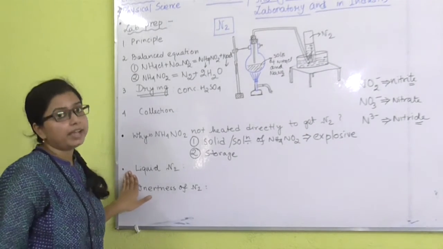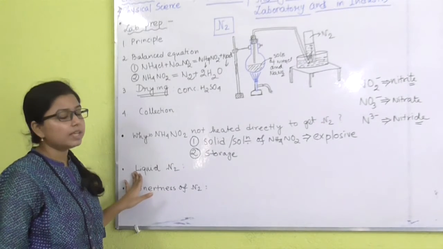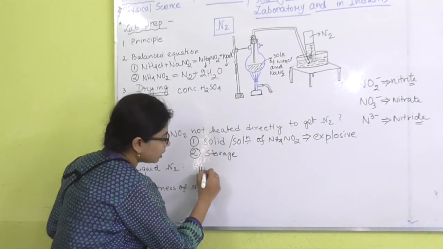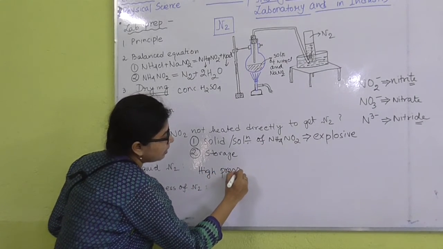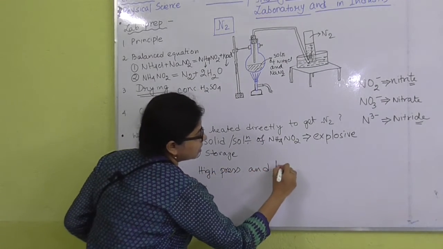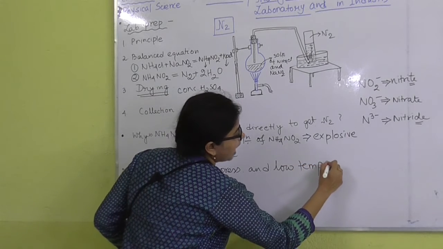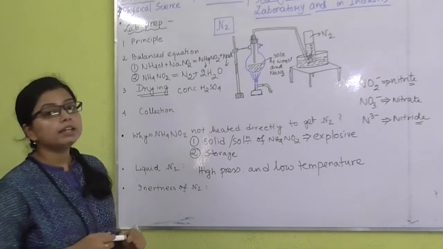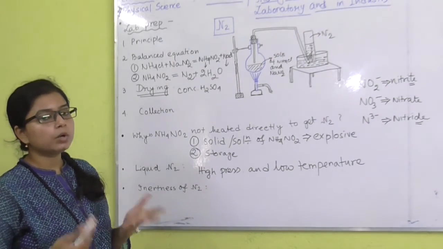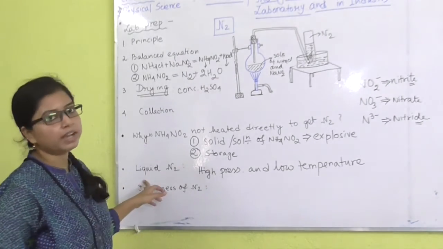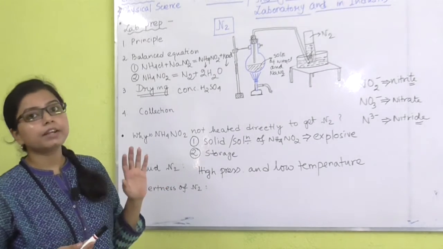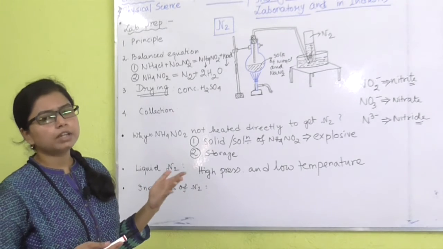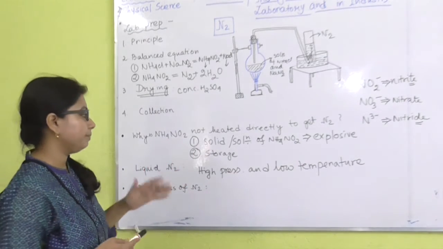Next thing is liquid nitrogen. This is very common to us. We can produce liquid nitrogen by applying high pressure and low temperature. Applying high pressure in a low temperature medium, we can liquefy nitrogen gas, and the ultimate product is known as liquid nitrogen. It acts as a refrigerant. We use liquid nitrogen to store different kinds of things for a long time.